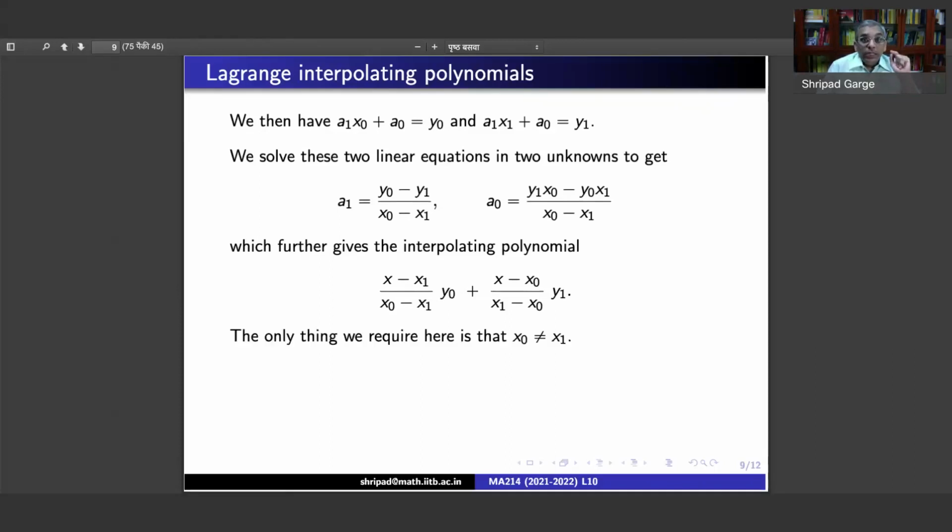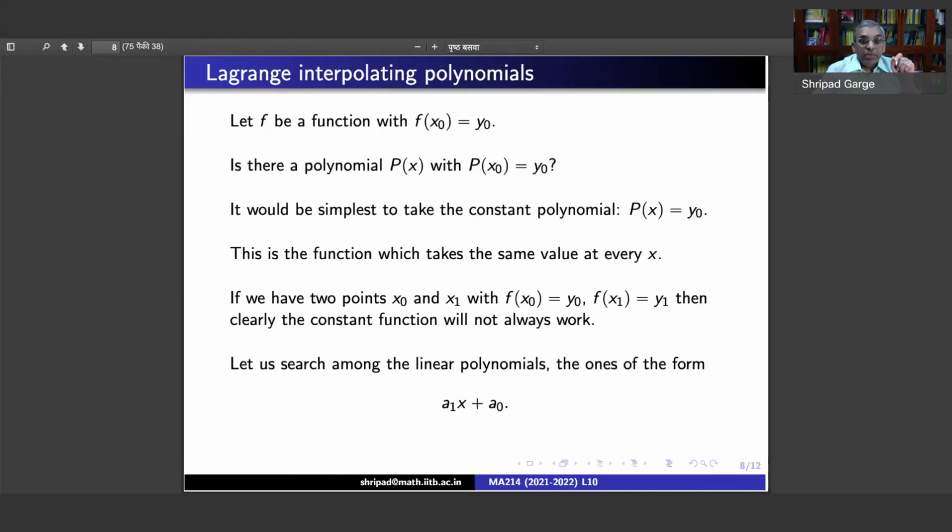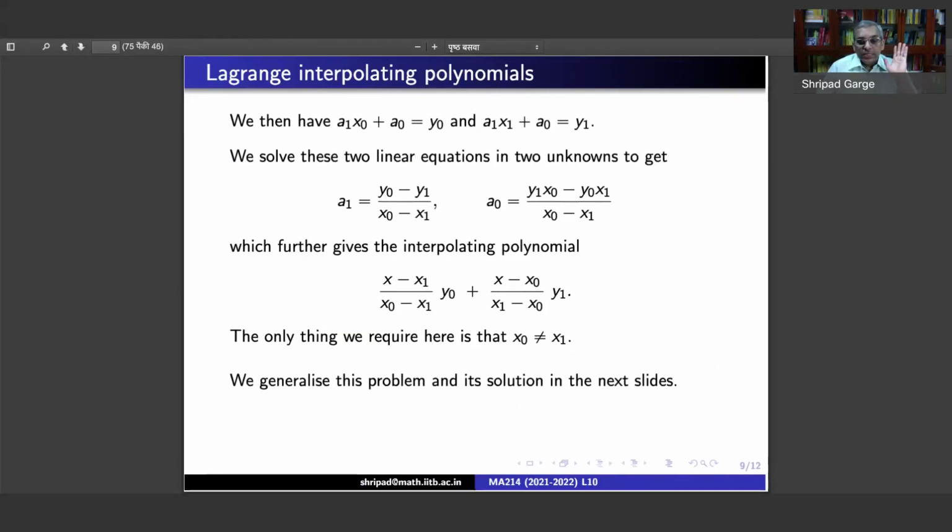And the only thing that we have required here is that x0 and x1 are not the same points, because we need to divide by x0 minus x1. But we have noticed that these were 2 points. I had started by saying that we have 2 points, x0 and x1, so they are not the same. And so I can indeed divide by their differences. Okay, so this is the thing that we have, and now we want to generalize this problem and its solution in the coming slides. So let's again notice something here.